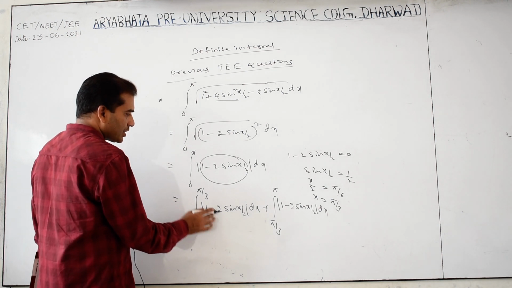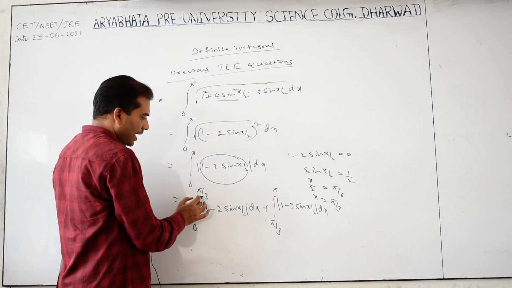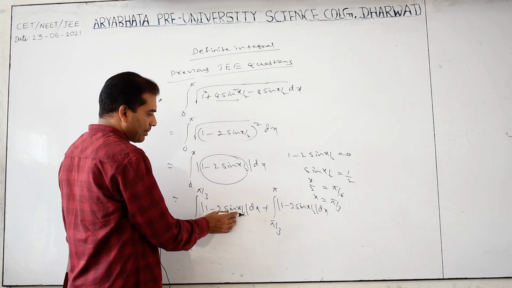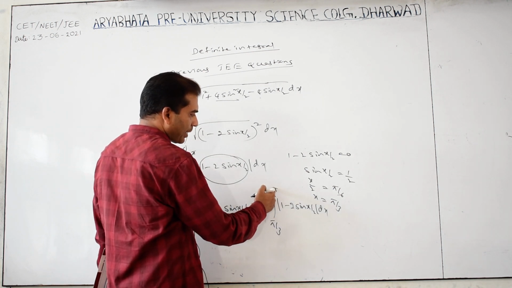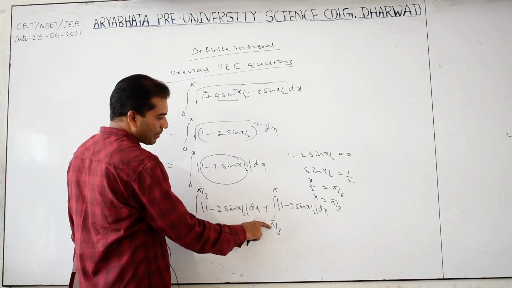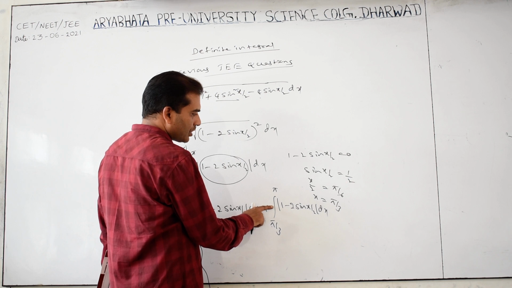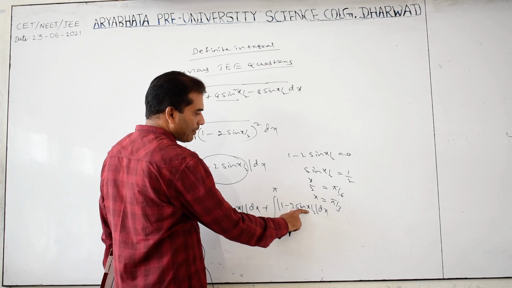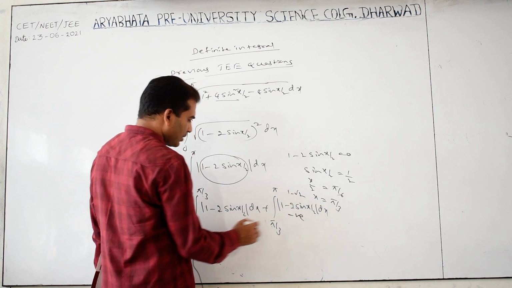In this interval, check whether it is positive or negative. Take a value below pi by 3, for sin x by 2: if you take 0, it comes positive. For pi by 3 to pi, take any number, say pi by 2; pi by 2 into pi by 2 is pi by 4, sin pi by 4 is 1 by root 2, 2 by root 2 is root 2, and 1 minus root 2 is negative. So this is negative and that is positive.